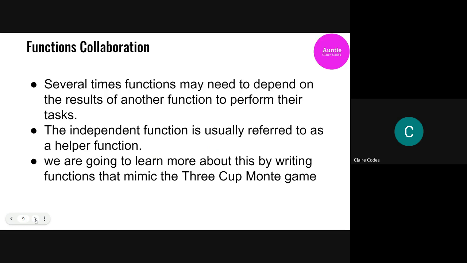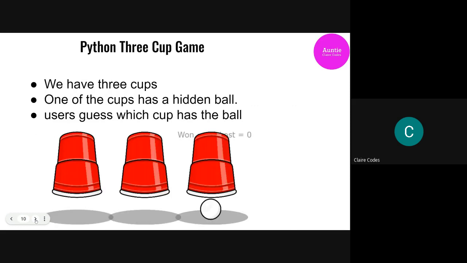We're going to learn more about this by writing functions that will be mimicking the development of a three-cup Monte game. For those of you who have never heard about that game, the game has three cups, and one of the cups has a hidden ball, like you can see in the picture. What the users have to do is guess which cup has the ball. So we're going to mimic the development of this game using functions so we can see how functions work together.